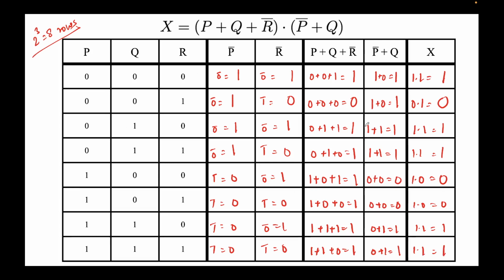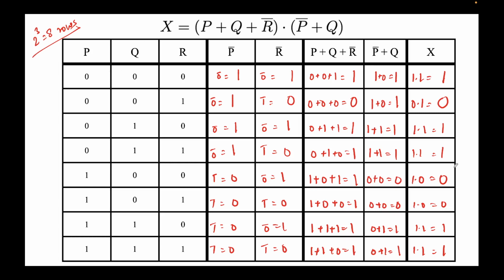This is nothing but the truth table. But what we do is that we do not report these intermediates. We are just interested in the output here. So I'll just skip these four columns in the middle, and I'll just write the inputs and the final output.